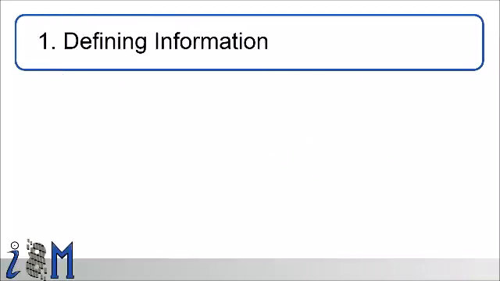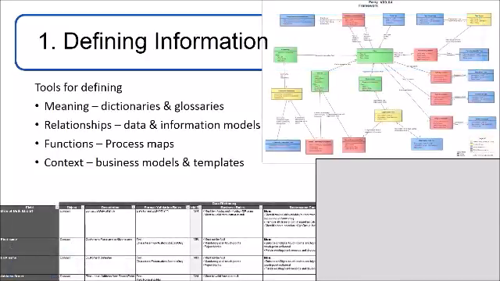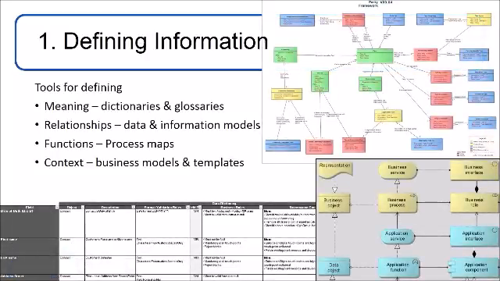So let's start with the first thing, which is defining information. There are various tools for defining information, and if we look at the first one, the key one, dictionaries and glossaries are used for meaning. So this is making sure we can standardize on exactly what we're talking about, being able to compare apples with apples and oranges with oranges.